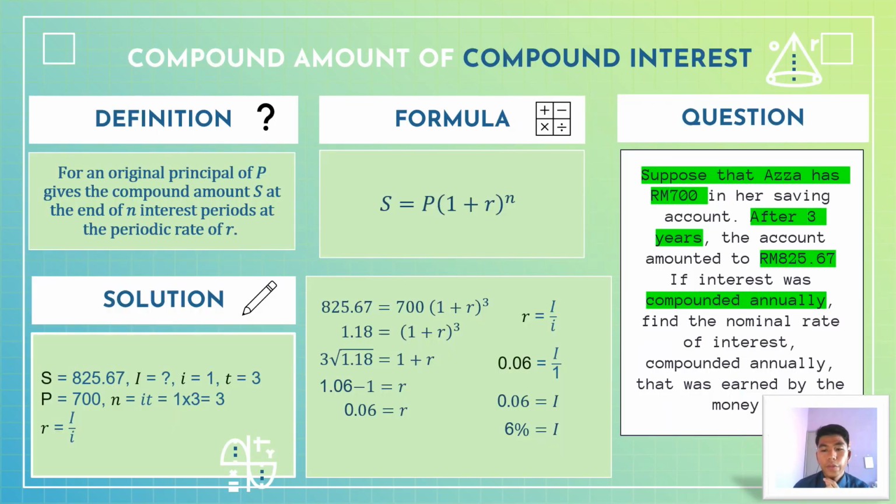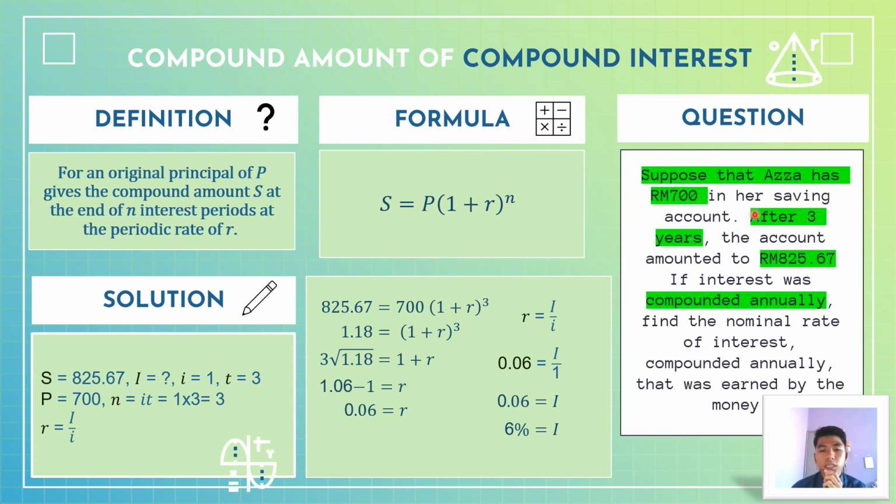So this is our first topic of the presentation, compound amount of compound interest. What is the definition? An original principal of P gives the compound amount S at the end of n interest periods at the periodic rate of R. This is the formula, S equals P(1 + R) to the power of n. So this is the equation.